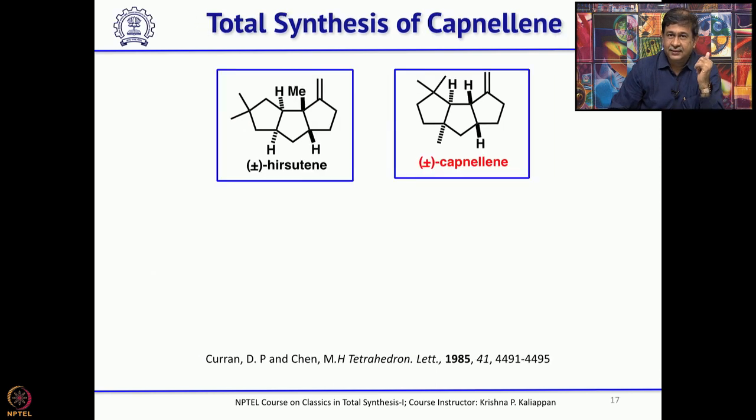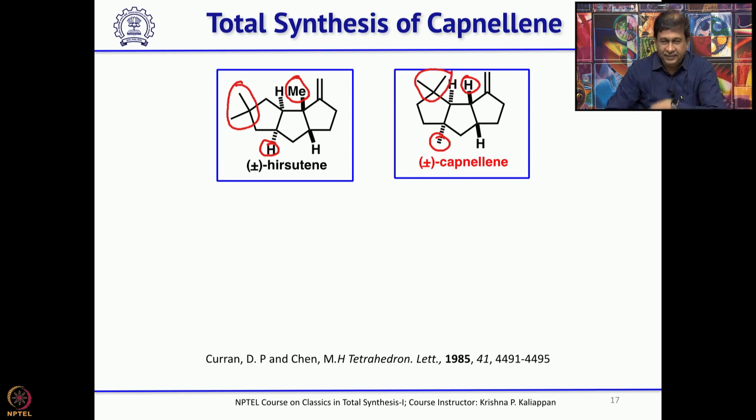After successfully synthesizing hirsutin, he wanted to extend this methodology to another closely related natural product called capnellene. If you look at capnellene and hirsutin at first glance, you feel that both are the same, but they are not. You need to have a closer look. In hirsutin, you have a methyl group here, whereas you have hydrogen here in capnellene. In hirsutin, you have hydrogen here and a methyl group there. The gem-dimethyl group is here in hirsutin, whereas it is here in capnellene.